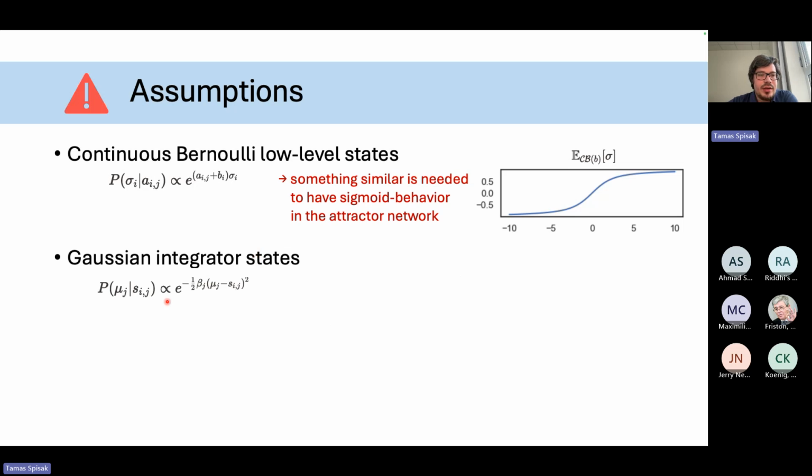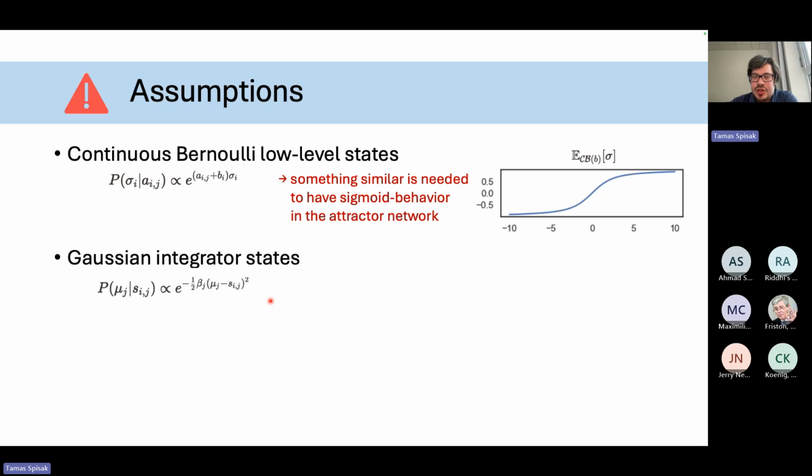Let's talk about the Gaussianity of the integrator states. The Gaussian distribution is the only distribution where only the first two cumulants are non-zero, and in the marginalization process, we relied on the cumulant generating functions.